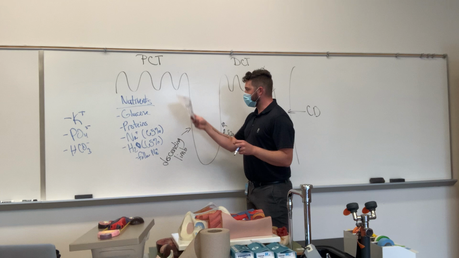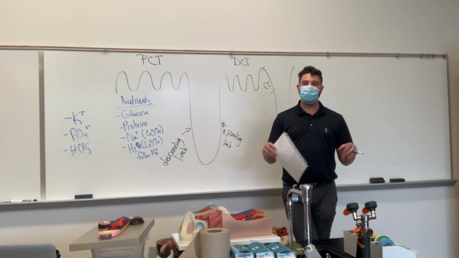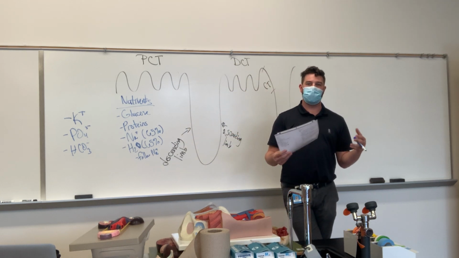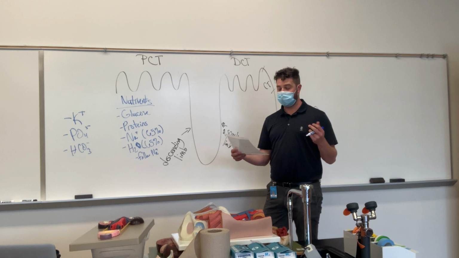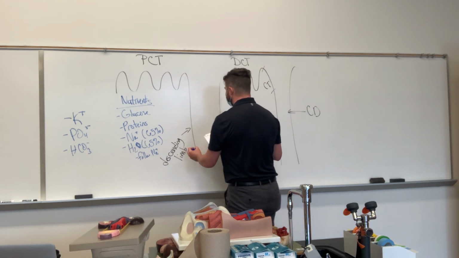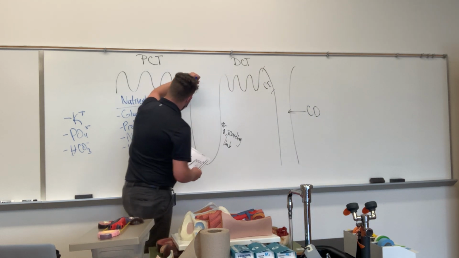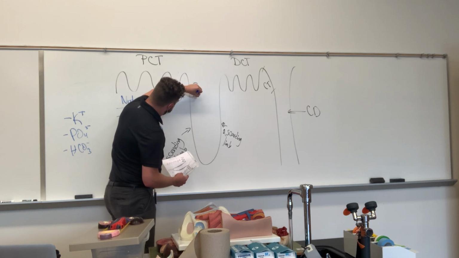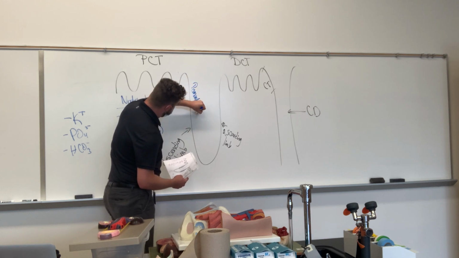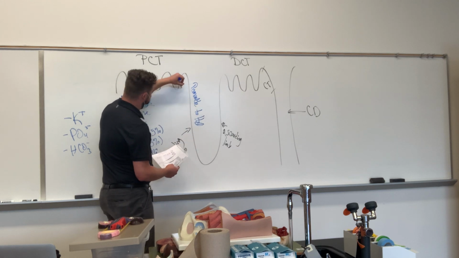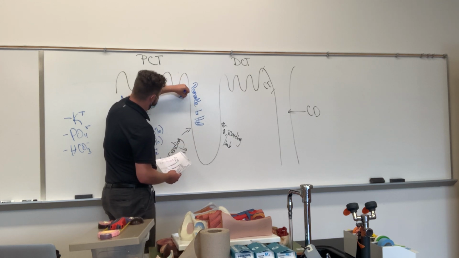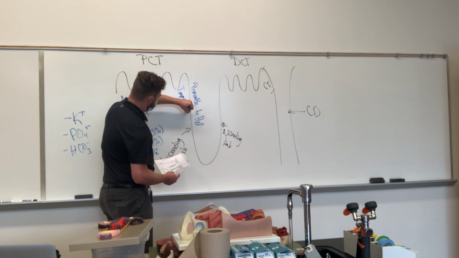After that, we start to go into the loop of Henle. And the loop of Henle is where we really start working to concentrate our urine. It does that by having varying permeabilities for water and sodium. So the descending limb is permeable to water, and it's impermeable to sodium.